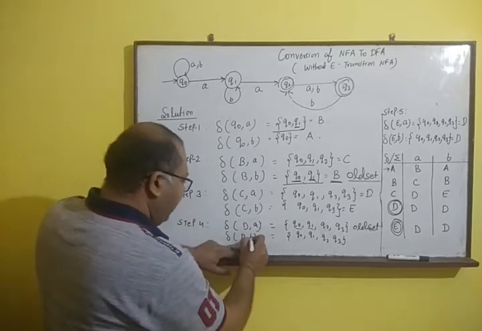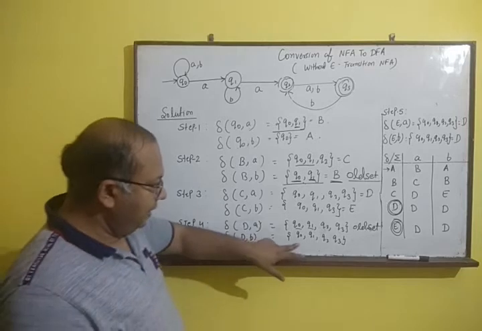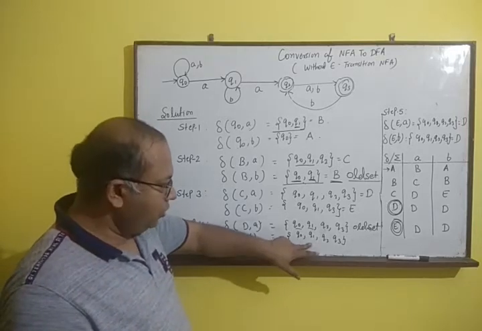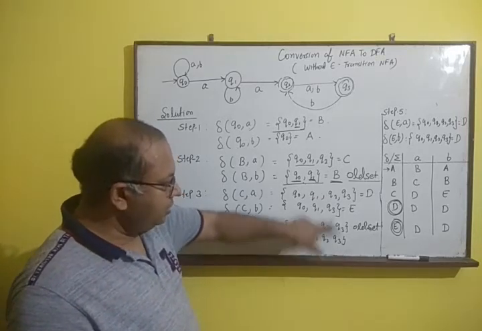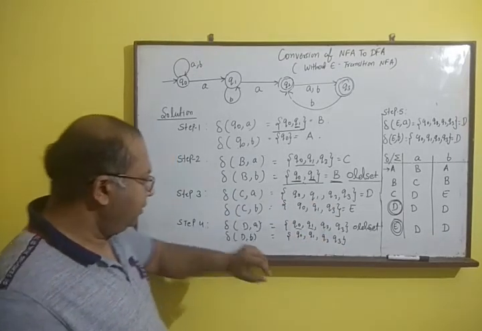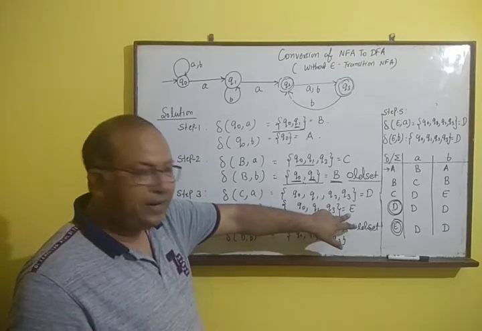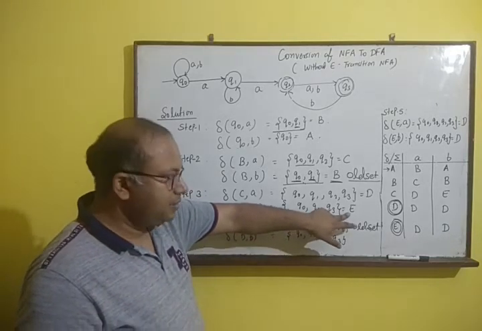Now we are having the B transition on the set D. If we do that, we find this set of states Q0, Q1, Q2, Q3, and this is already identified. So again it is the old set. Now which set is still remaining on which we have not identified the transition of A and B? This is the set E.